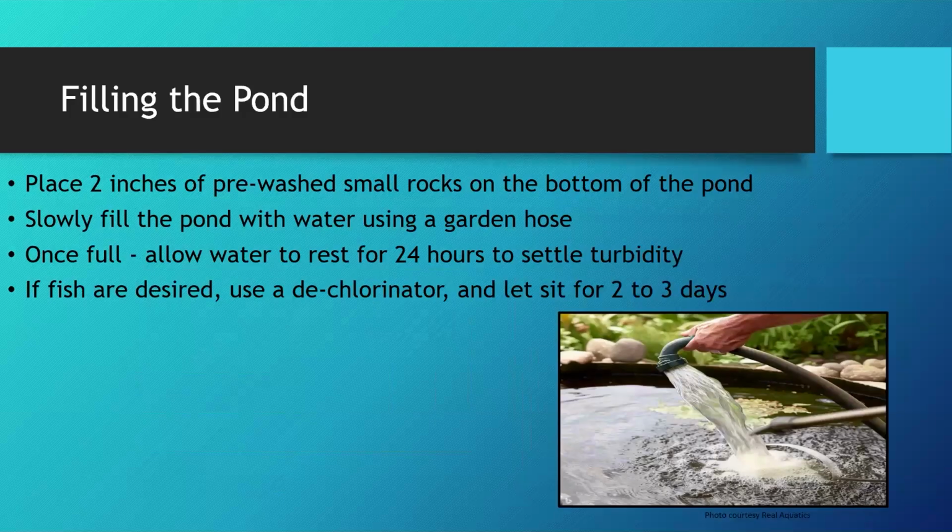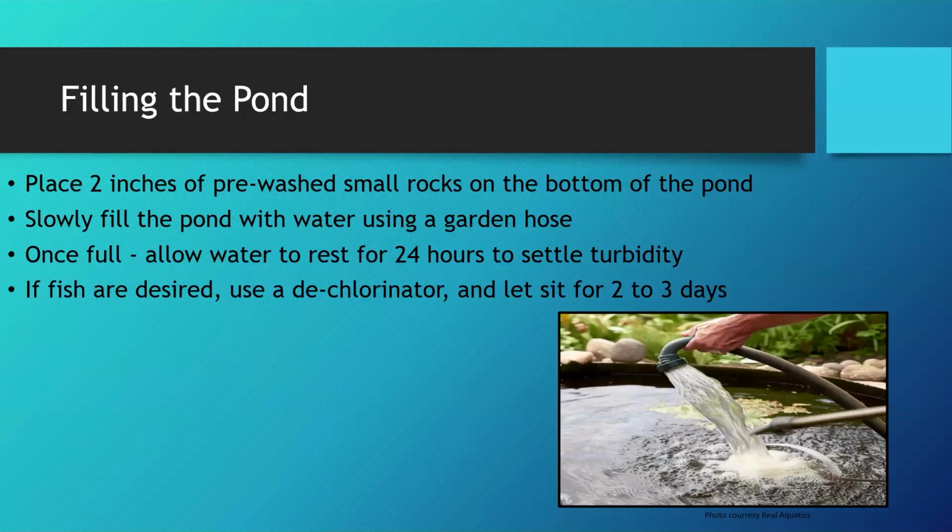And now it's time to put some water into that pond. Now, many people opt to place 2 inches of washed small rocks on the bottom of the pond. And I do say washed because it will help with the turbidity when you fill the pond. If they're pre-washed, it's just going to minimize everything. Slowly fill your pond using a garden hose. It's going to take longer than you think.